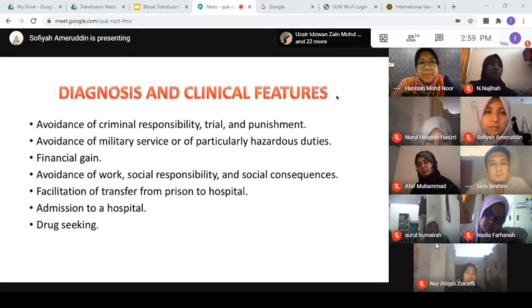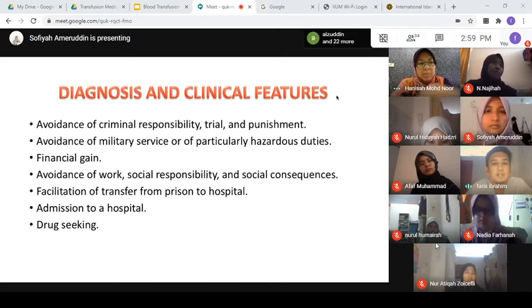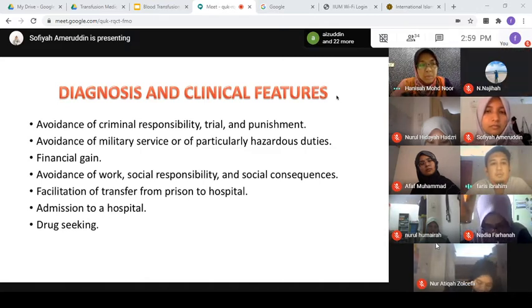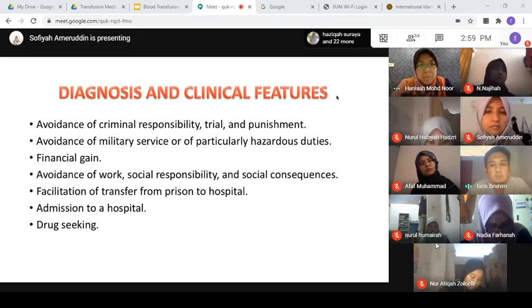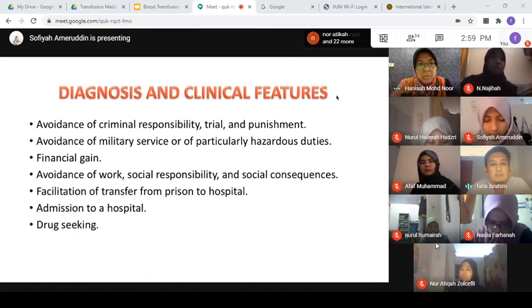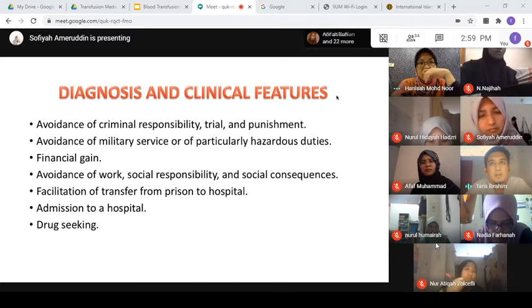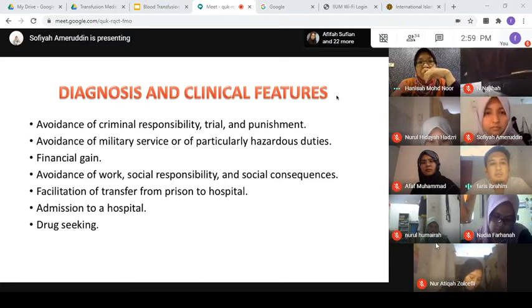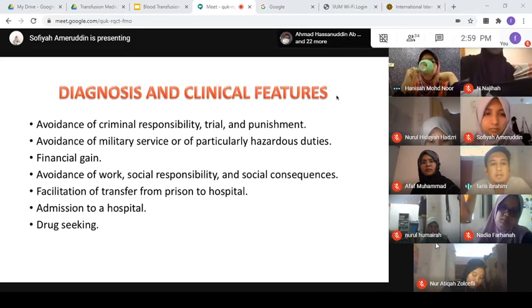So the diagnosis and clinical features, as I said before: they avoid criminal responsibility, trial and punishment. They want to avoid military service. They want to get financial compensation, avoid work or social responsibility, and facilitate a transfer from prison to hospital. Meaning to say, a prisoner can malinger about their health because they want to be transferred from prison to hospital for whatever reason. And then lastly, they have drug-seeking behavior.